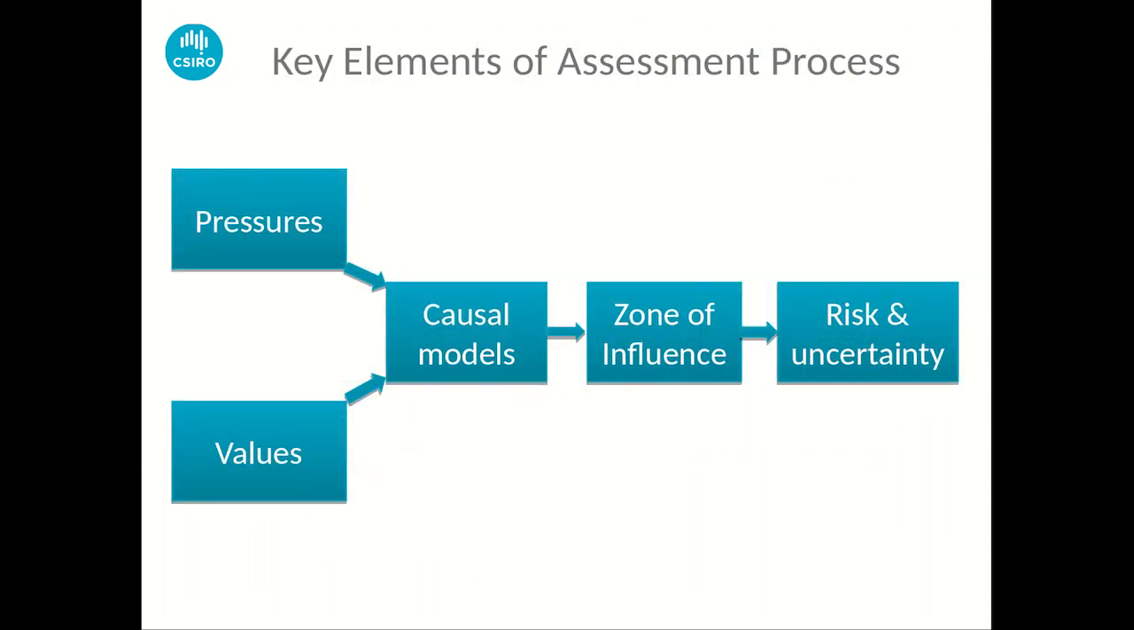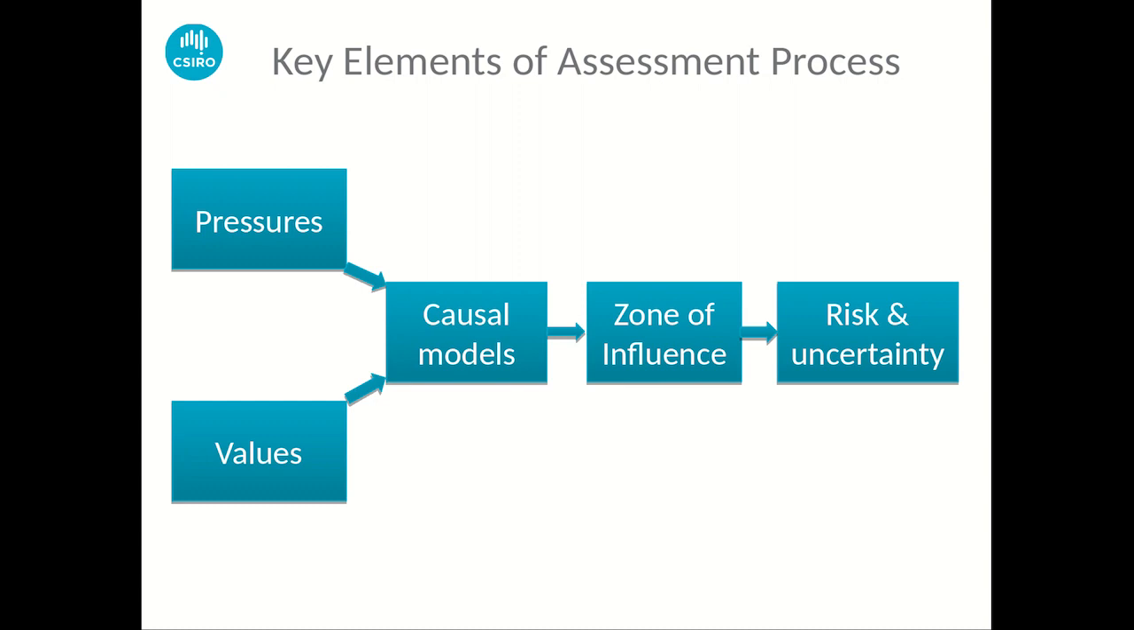We're building this work out of a series of work that CSIRO has been doing for a long time, and has worked on really developing 5 key steps to support an assessment process like this. The first thing we do is identify the pressures and the values that are acting on the system. So the values here are the ecosystem components, the parts of the ecosystems that are important to us and also provide important services for us, and then the pressures that are acting on those ecosystems.